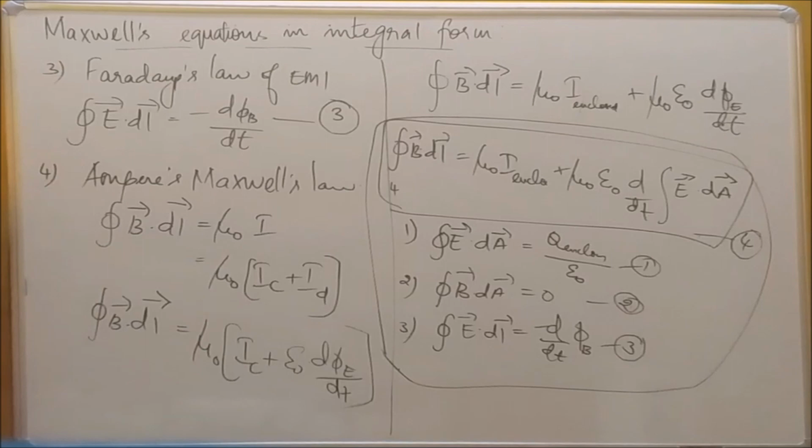By using these four equations, Maxwell predicted that light is an electromagnetic wave, right? And the speed of light in free space or vacuum can also be calculated using these four equations. So these equations give assurance of the existence of electromagnetic waves.